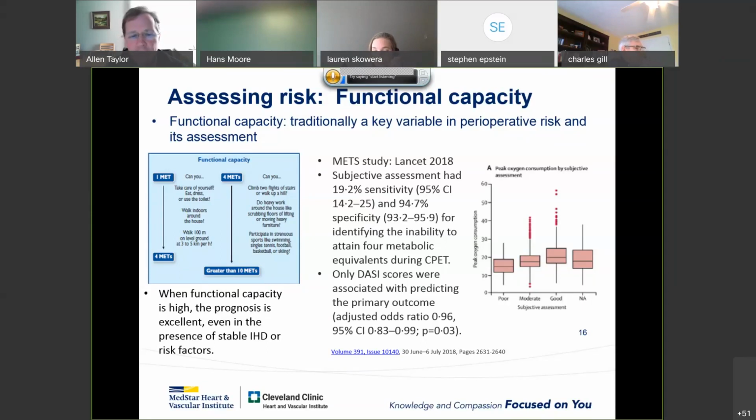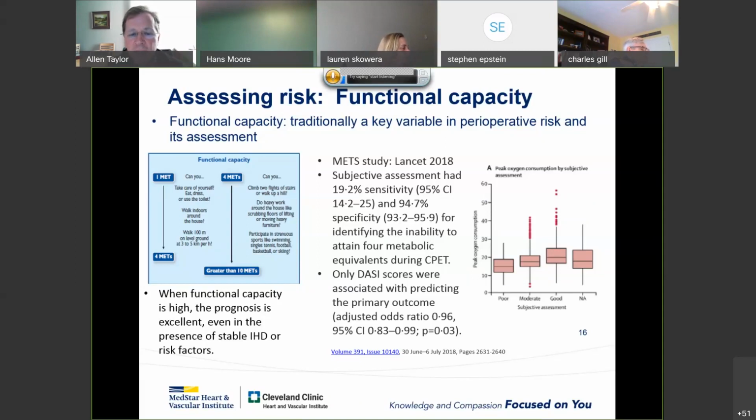Recently, though, that's been called into question. A study called the METS study, published 2 years ago in Lancet, actually looked at how clinicians assessed functional capacity using these estimated METs. And they looked at what patients could actually do in terms of peak oxygen consumption. You see on the right in that graph that there was, in fact, quite a bit of overlap and really no good discriminating power for assessing a patient as having poor functional capacity subjectively or good functional capacity subjectively, suggesting that in doing this MET estimation clinically, we're really missing it most of the time.